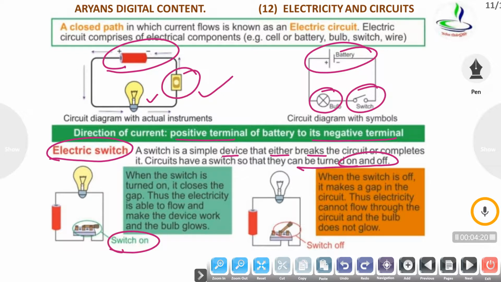Here we can see a switch. When the switch is on, it closes the gap. Thus the electricity is able to flow through this wire and the bulb glows. But when the switch is off, the path is broken, meaning the circuit is not complete. Thus electricity can't flow through this wire and the bulb will not glow.